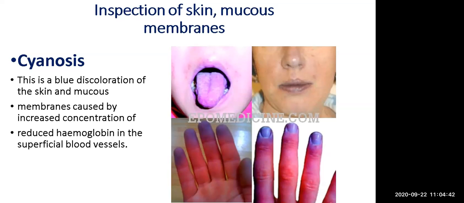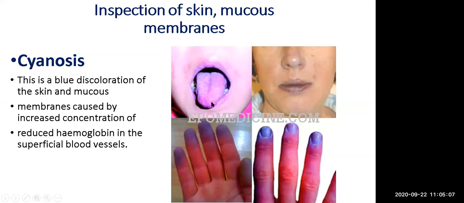So this is the blue discoloration of the skin and mucous membranes caused by increased concentration of the reduced hemoglobin in the superficial blood vessels. So see, this is the cyanosis. Look at this at the finger. This is the blue discoloration. Look at this cyanosis. Look at this, the mucous membrane.